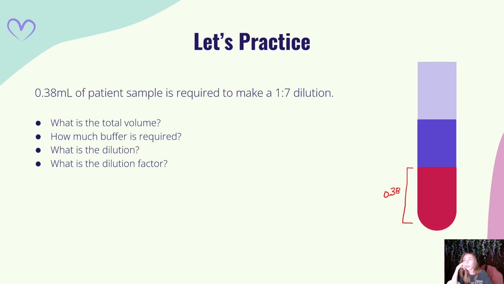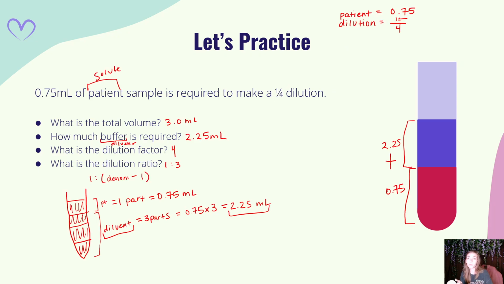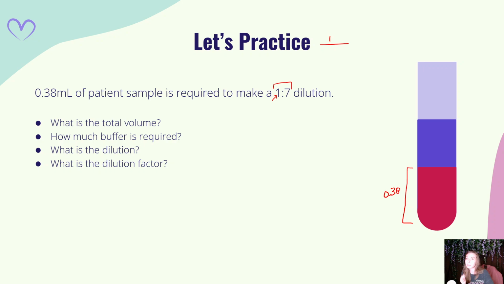Patient specimen. How much buffer would be required if 0.38 milliliters of patient sample is required to make a 1 in 7 dilution? Well, we can also work backwards from here. 1 in 7, because this is a 1, we can literally just rebuild our fraction the same way that we rebuilt the ratio up by doing that fancy thing that I showed y'all. Where is it? Right here. We can do the exact same thing in the opposite direction.